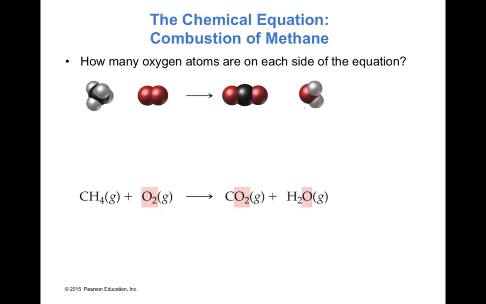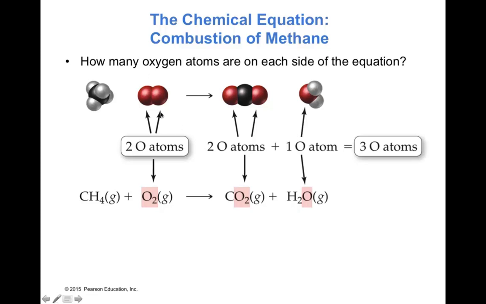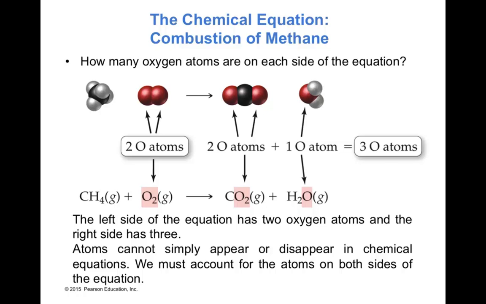So, how many oxygen atoms are on each side of the equation? Here on the left side, remember that the oxygen is the red spheres, here and here. So we have 2 oxygens in the reactants, and in the products we have 1, 2, 3 oxygens. The left side of the equation has 2 oxygen atoms, and the right side of the equation has 3.